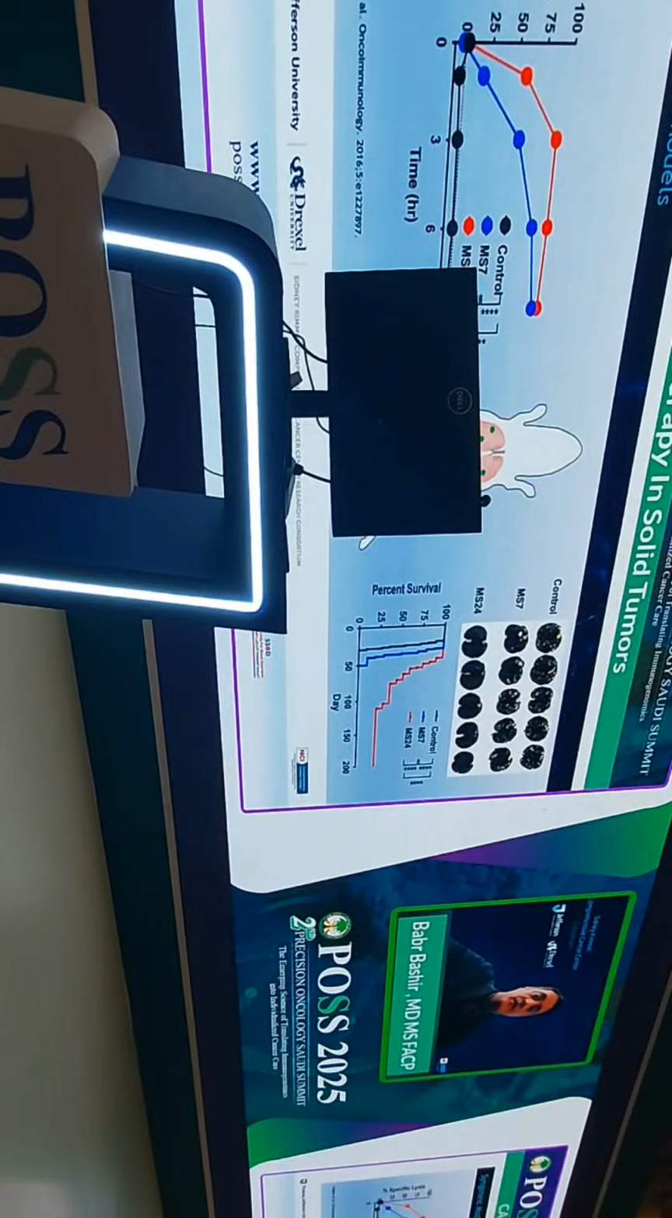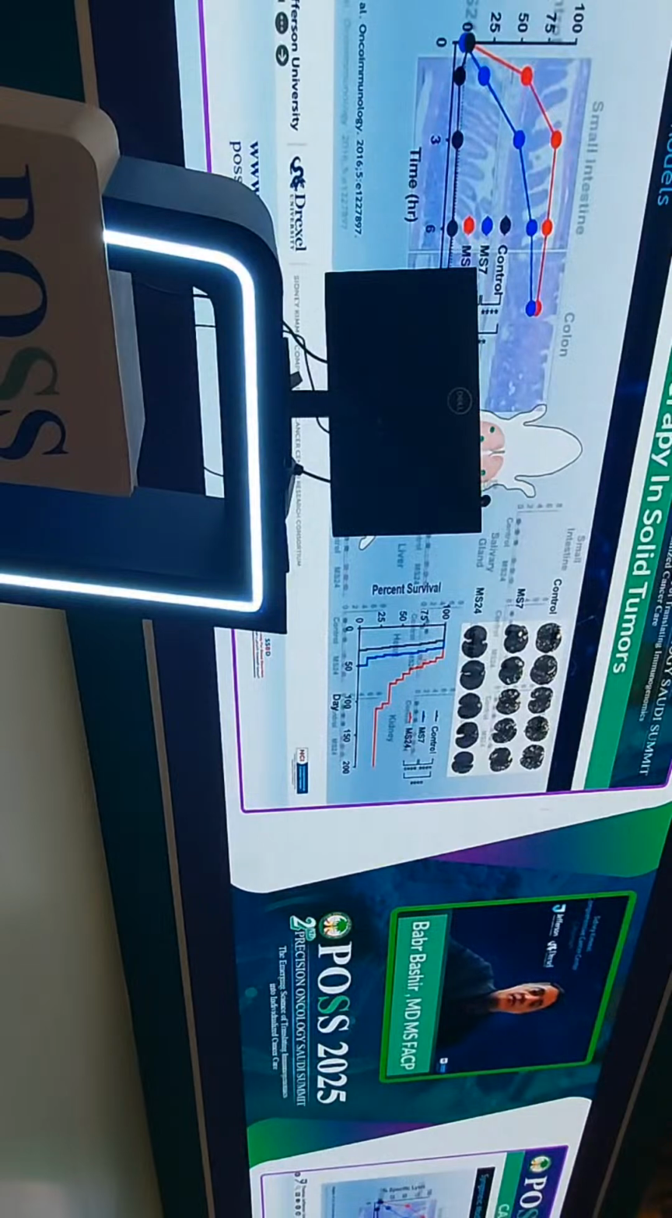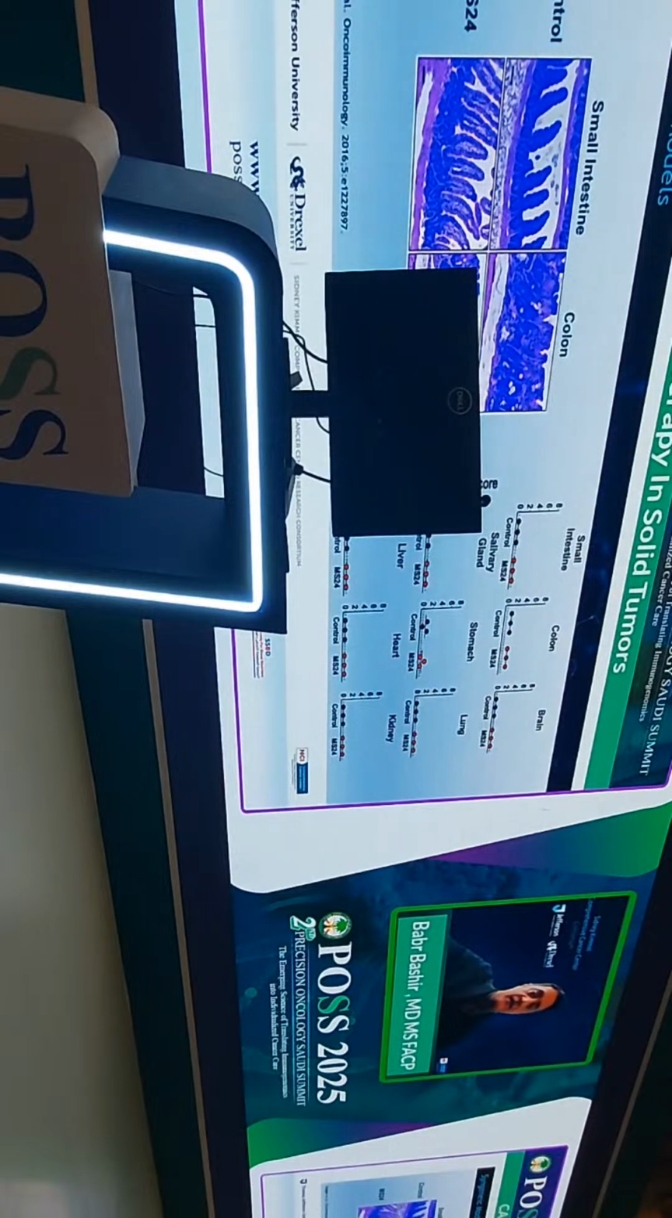So what about toxicity? Because GCC is expressed in normal epithelium, we were very interested in looking at any clinical or histological evidence of toxicity from CAR T therapies in a mouse model. And we looked across various tissue types, small intestine, colon, using normal control versus MS24, and we actually saw no evidence of toxicity, including in some of the major organs like brain, lung, liver, heart, and kidney.